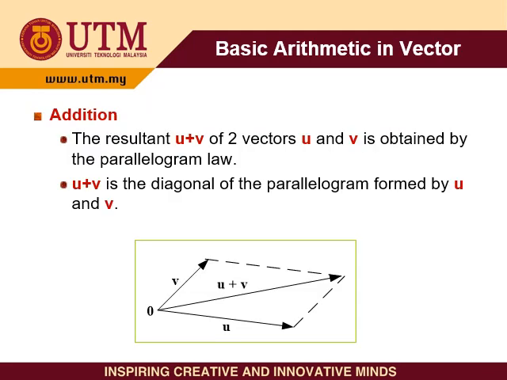As mentioned before, for addition, the resultant of u plus v of two vectors u and v is obtained by the parallelogram law. u plus v is a diagonal of the parallelogram formed by u and v. So we see in the previous example where we have u plus v here, so we already know that for u and v, the end result u plus v will be here, based on our previous example.